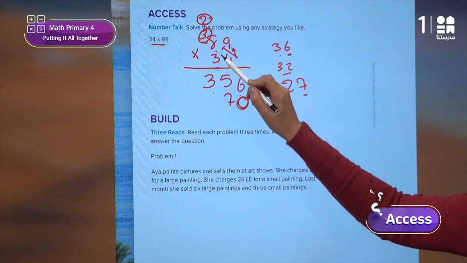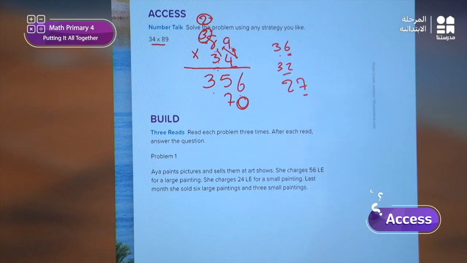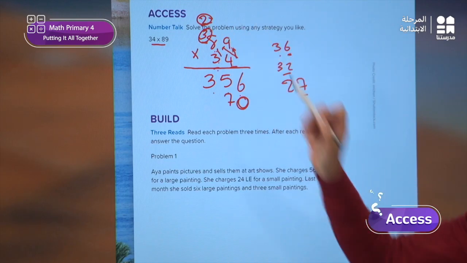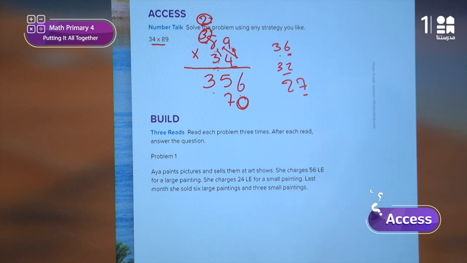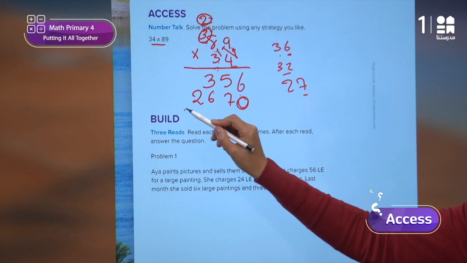Then, I will multiply 3 times 8. 3 times 8 equals what? Of course, 3 times 8, 24. And don't forget to add the 2. 24 plus 2 gives me 26. So I will write here 26.